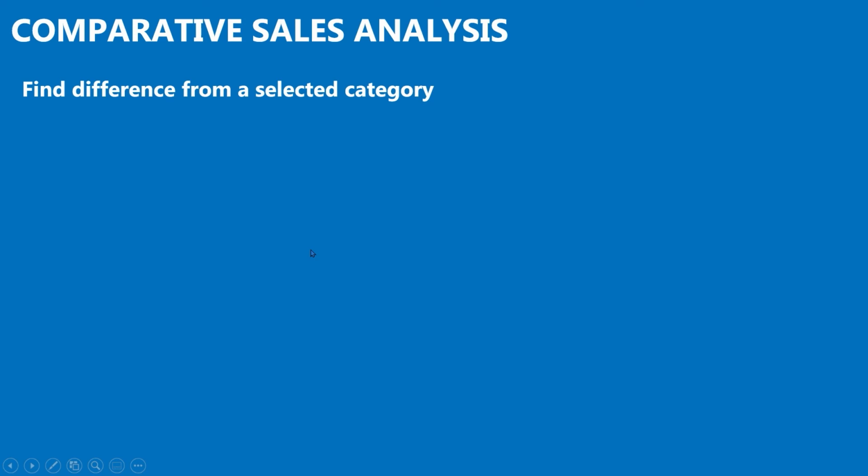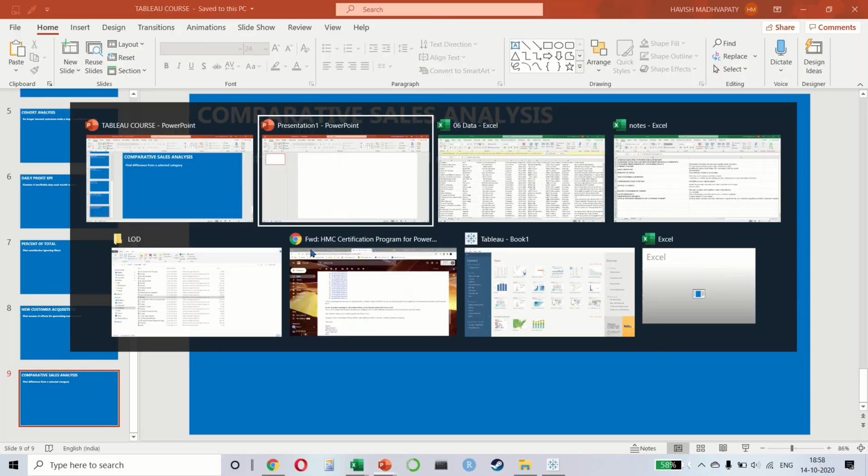Let us look at comparative sales analysis. If you want to find the average and then find the difference from average for all the categories, that's very straightforward. But what if you want to find the difference from a selected category? To do that, you will first have to isolate the selected category sales, and then you have to use an exclude expression. Let us see how we do this.